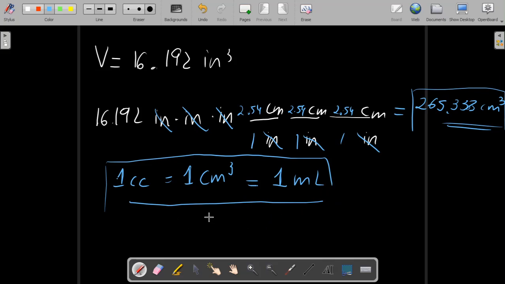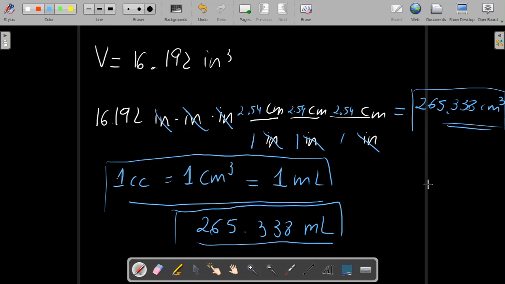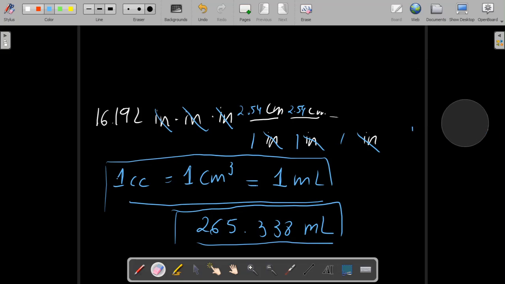This is my conversion factor that relates my cubic centimeters with my milliliters. So basically what I have is 265.338 cubic centimeters. Now I can call them milliliters. You see that? Because it's 1 to 1. You're not changing anything. Am I done? I'm sorry to tell you that I'm not done, because we still need to convert all of this into liters.